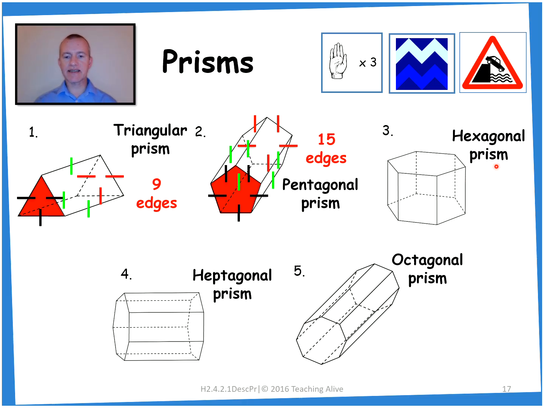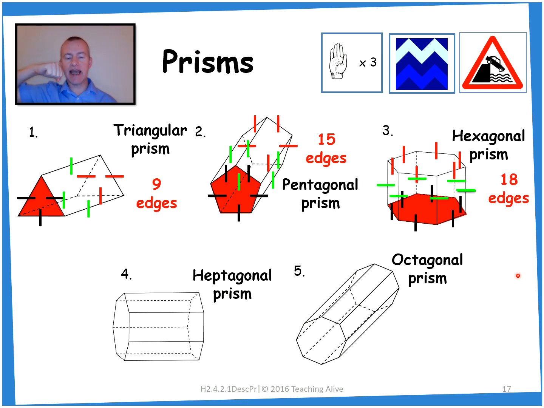So number 3, our hexagonal prism. Let's look at our front face shape sides, and we've got a hexagon there with 6 sides. So 6 times 3, 6 3s are 18, so we should have 18 edges. Let's just check by adding the edges in, and we do have 18 edges.